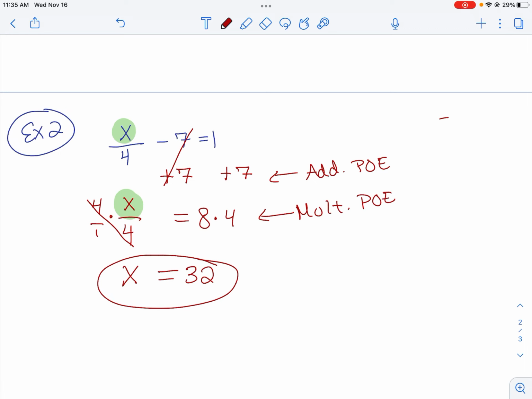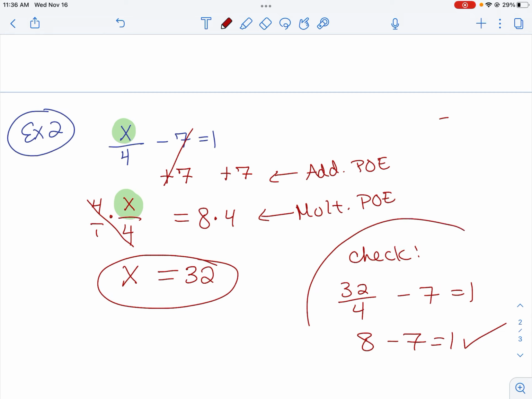Okay, if I want to check it, I'm going to substitute back in. So 32, where the x goes, over 4 minus 7 is equal to 1. PEMDAS tells me to divide first, so 32 divided by 4 would be 8. 8 minus 7 does, in fact, equal 1. So we did it correctly.